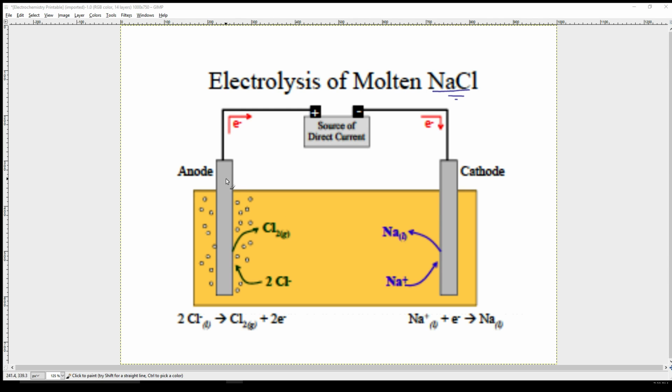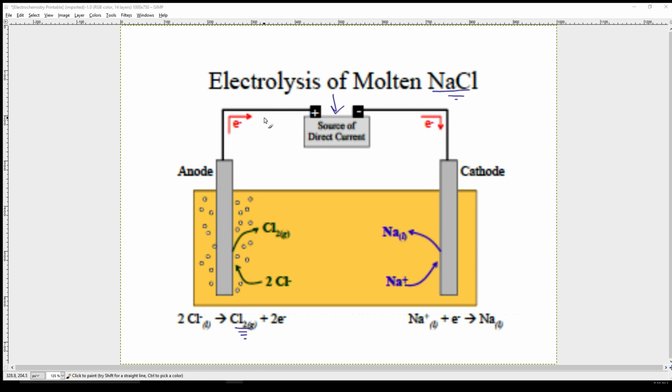And these electrodes are made of something else, maybe platinum, I'm not sure, something that won't melt when sodium chloride is melted. And then we have our source of direct current here, and it's supplying this electrical energy that is kick-starting the flow of electrons. So it is forcing the chlorides in solution to give away those extra electrons. They become a gas.